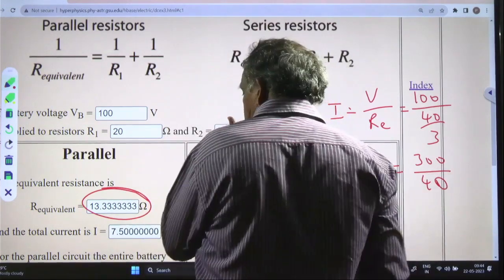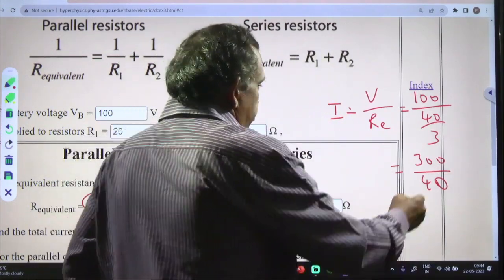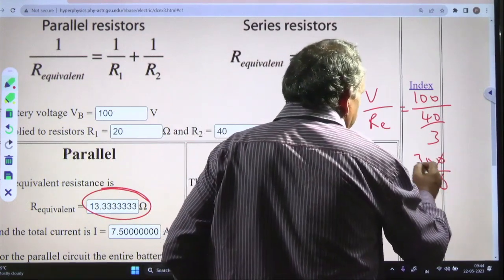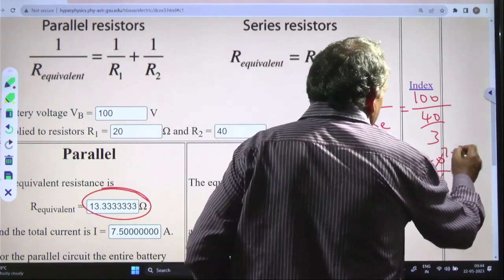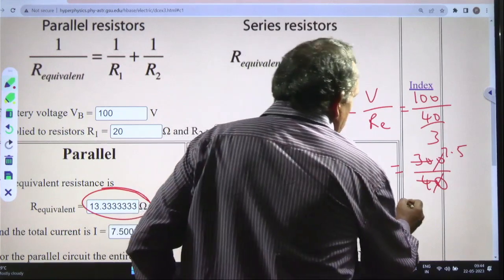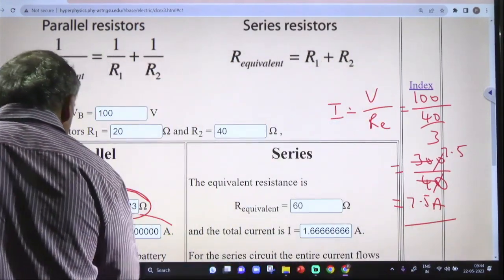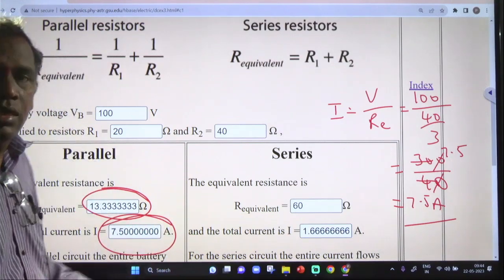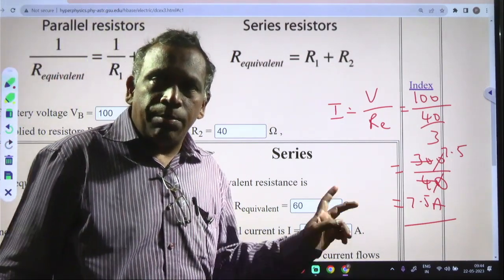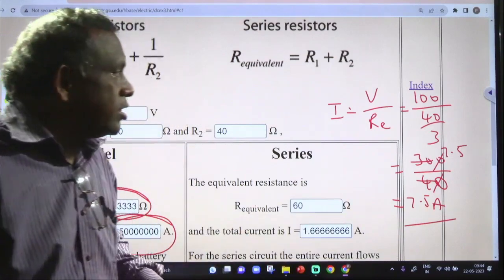So if you cancel it, the zeros get cancelled, 4 7s are 28, 4 5s are 20. It means total current is 7.5 amperes. You got the same answer, 7.5 amperes, in the parallel connection.